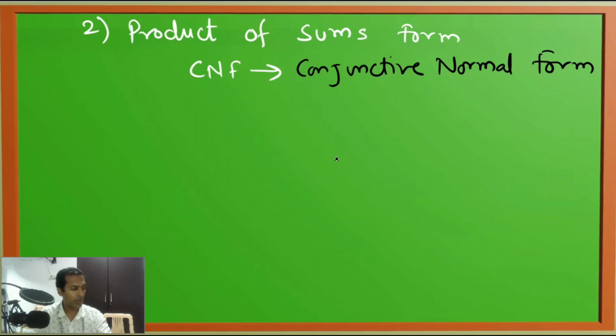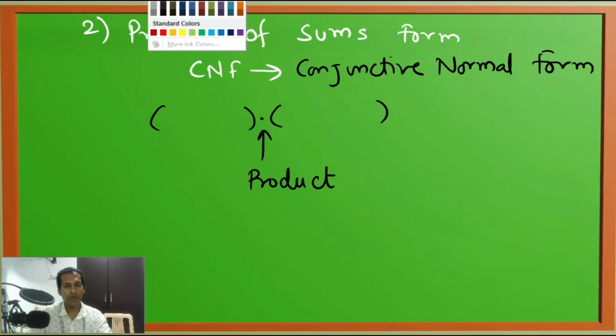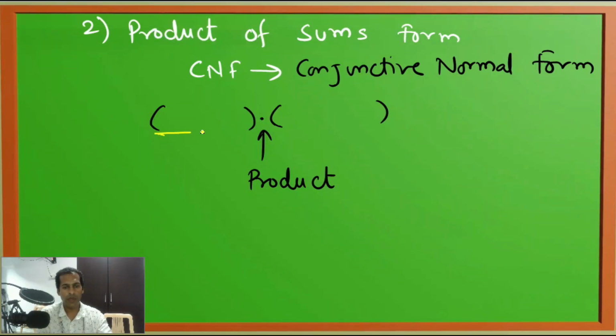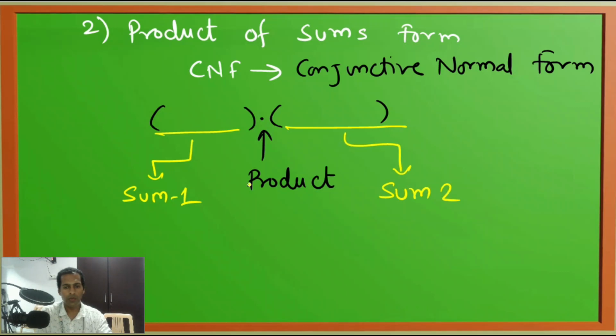Now the function in this type of equation may also be written in the form of equation where we are taking product of the sums. So what we have to do, we need to take some product. This is the product, and this product should be of different sums. Say here we should have sum 1, here we can have sum 2. So this should be product of two sums. So this one may be, say, a bar plus b bar, and this one may be b plus c. So this is the format for product of sums.